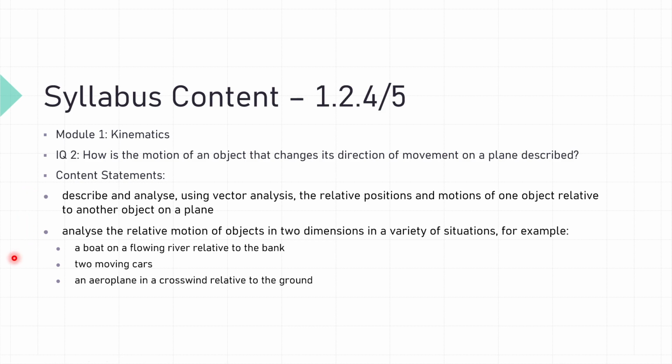Here we're using the idea of being able to analyze and use vectors and applying that to the concept of frames of reference. And here in this dot point number 5, we're being asked to look at specific examples and apply all of these concepts and understanding to those specific situations. So for example, a boat on a flowing river relative to the bank. That's actually quite similar to the paddleboard question we did last video. There's also two moving cars, as well as an aeroplane in a crosswind relative to the ground.